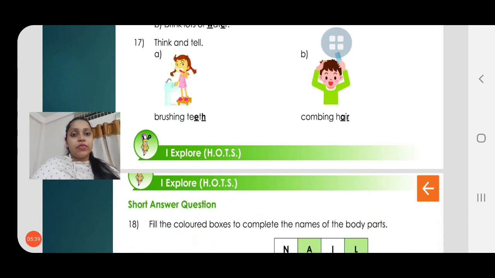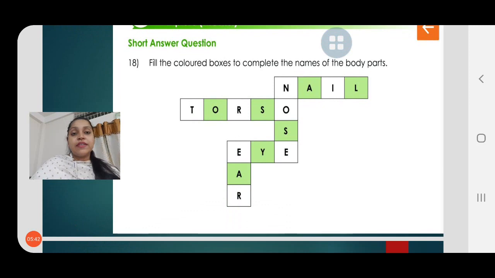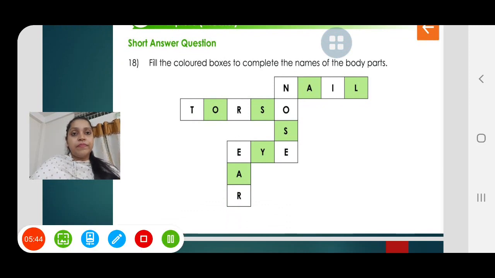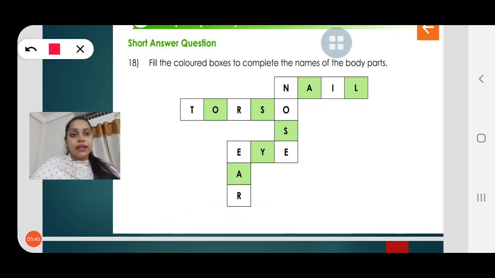Then children, we come to question number 18, which is the last question, and you'll have to fill the colored boxes to complete the names of the body parts. So you'll have to fill the colored boxes. It's given A, L you'll have to write, and the complete word will be nail.